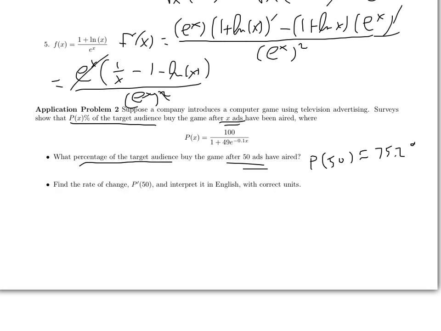And the units here are percent of the target audience. So in other words, when I've run 50 ads, I will have achieved 75% of my target audience buying my product, my game. The second question is about the derivative.